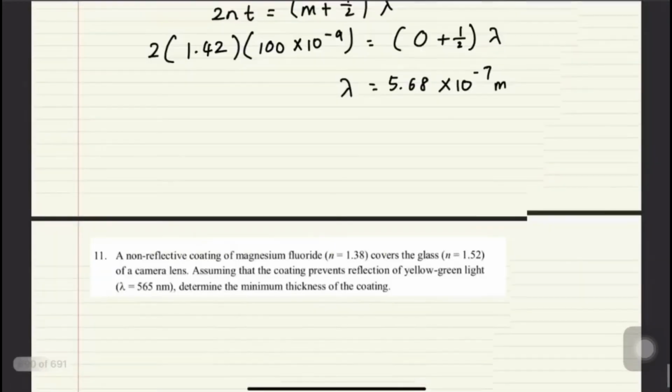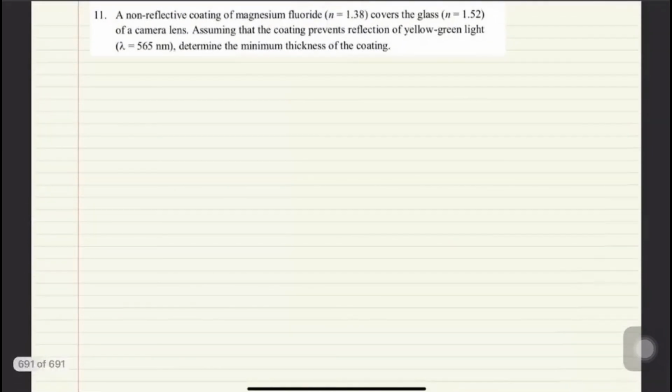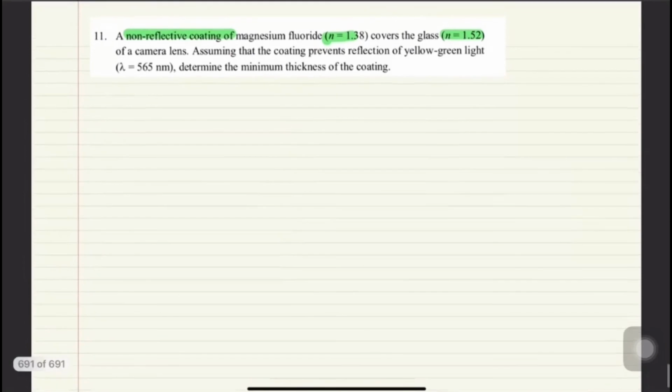Okay, let's try to look at the next question, question number 11. Non-reflective coating of magnesium fluoride, n equals to 1.38, covers the glass, n equals to 1.52, of a camera lens. Assuming that the coating prevents reflection of yellow-green light, lambda equals to 565, determine the minimum thickness of the coating.